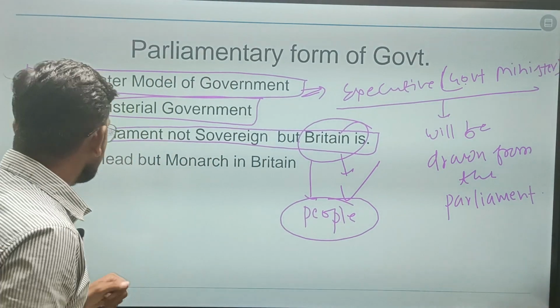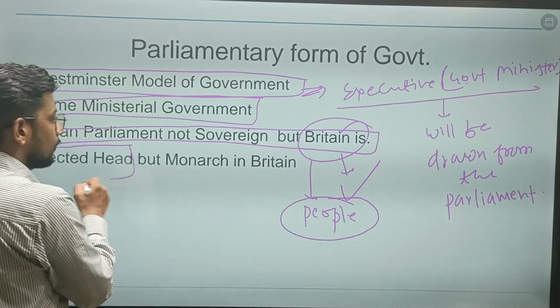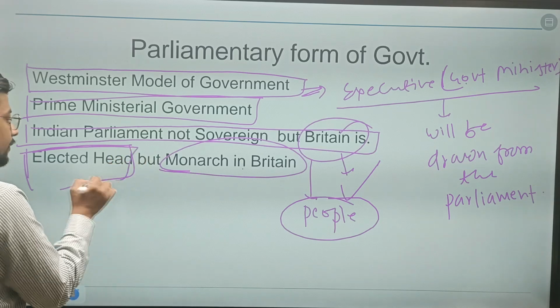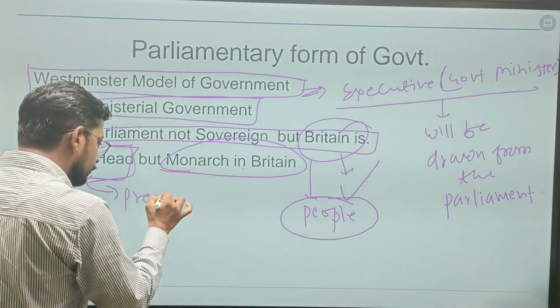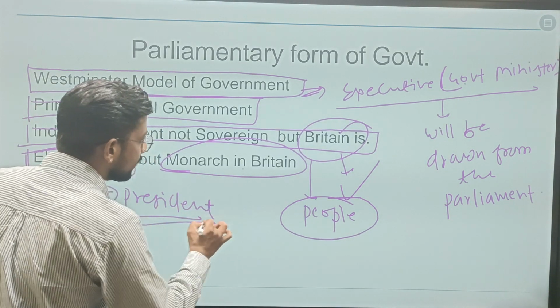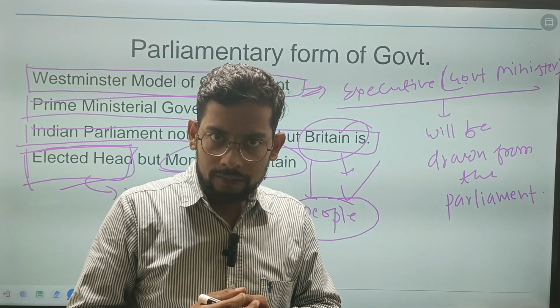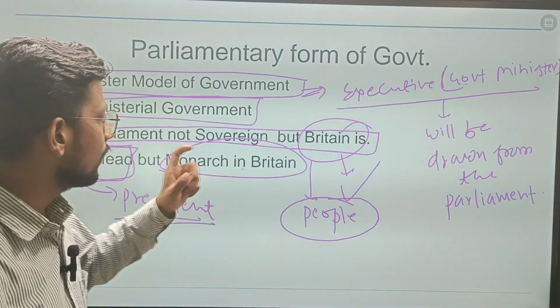People are supreme. Okay. Then elected head, but the monarch in Britain is not elected. For example, in case of India, we have the elected head in the form of the president. But in Britain, the king or queen is the titular head of the government, and they are not elected. They are from a particular lineage.